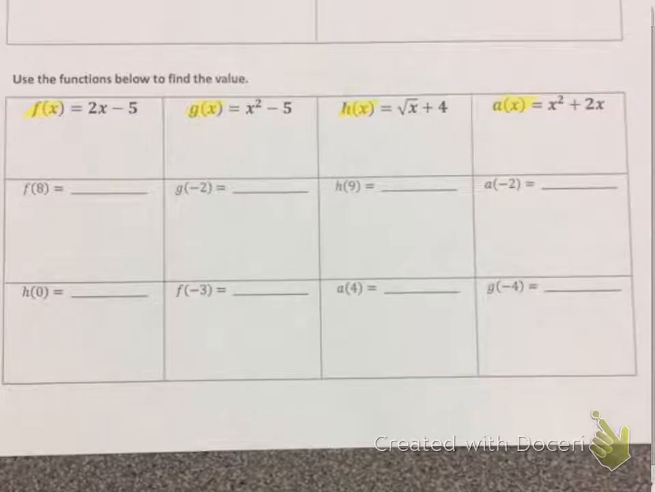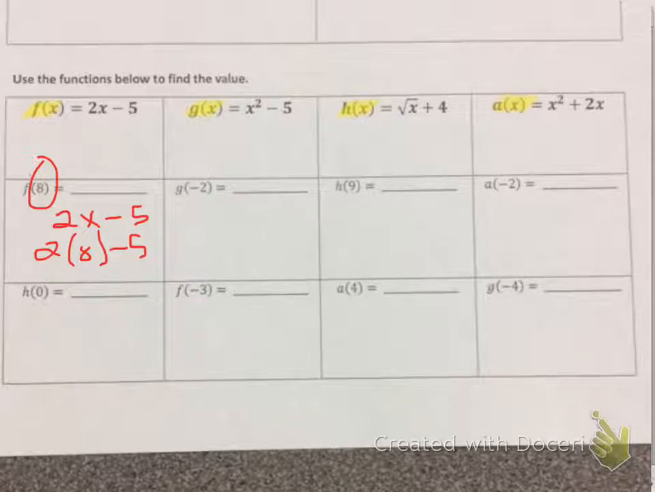So if you notice right down here, this says to use the f function because it had an f in front of it. So we're going to use the f function and we're going to put x, the number 8 in place of x. So if my f function is 2x minus 5, I'm going to go 2 times 8 minus 5. And I'm just going to punch that in my calculator. 2 times 8 is 16. 16 minus 5 is 11. So my answer for that solution is 11.